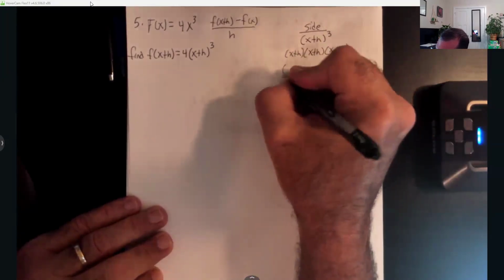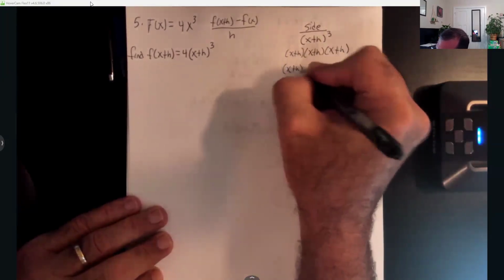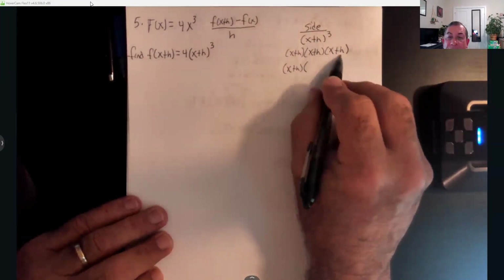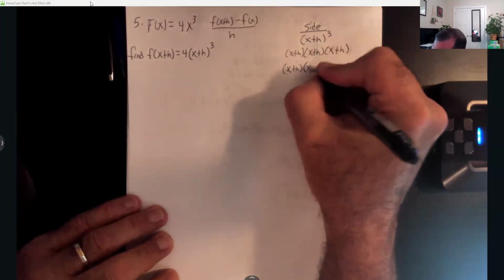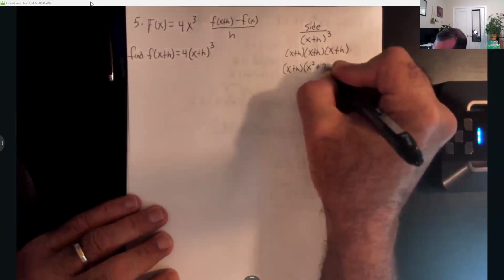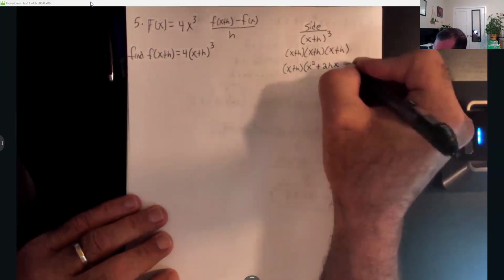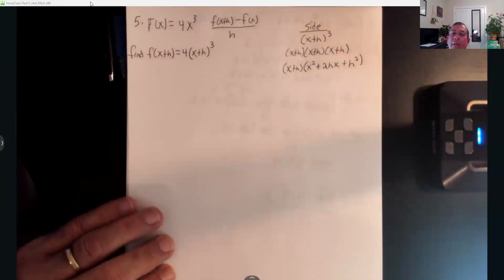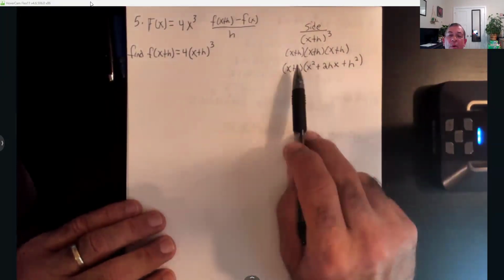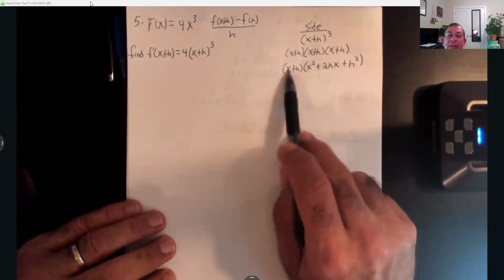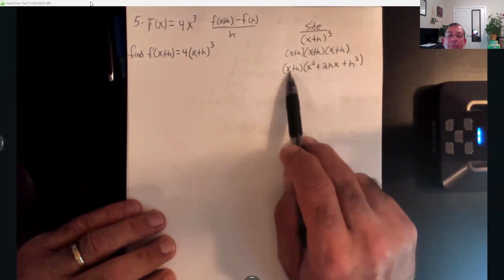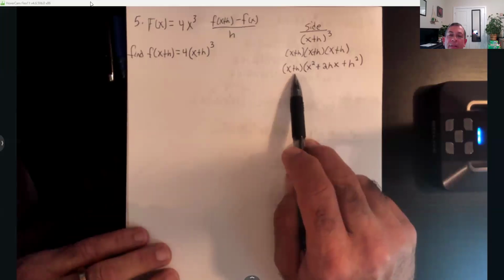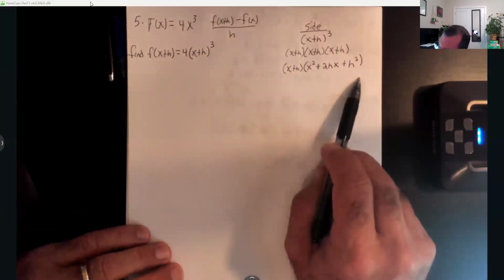So bring down that first x plus h. We know what 2 of these equal. 2 of those equaled x squared plus 2hx plus h squared. So that was 2 of them, but we've got to multiply all 3 of these by both of these, okay? So y'all, we're about to have a lot of stuff here.